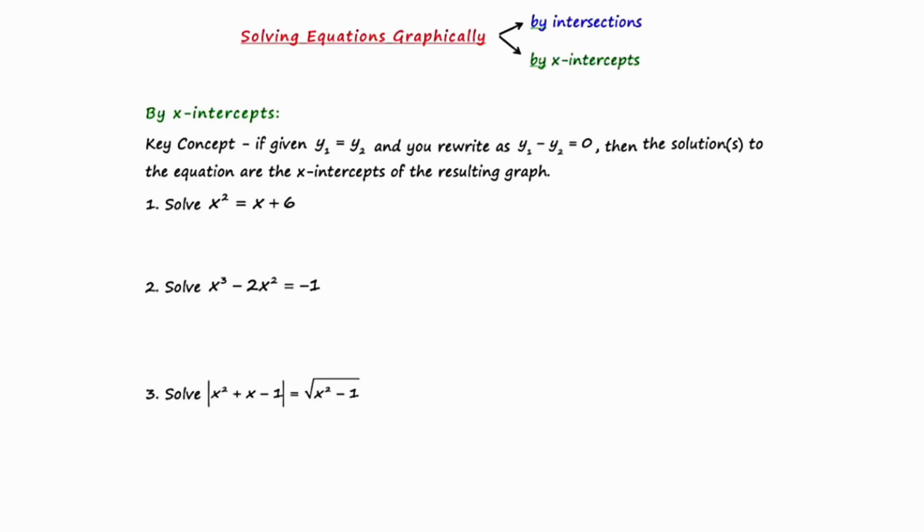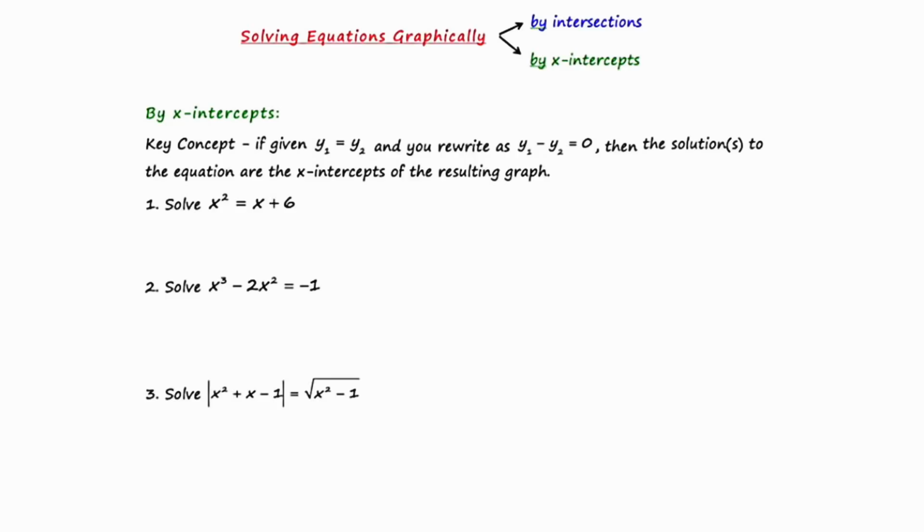The key concept in this lesson is that if you're given an equation in which one side equals the other, you can solve this equation graphically by moving all the things from the one side to the other and having the overall equation equal 0. So I say if y sub 1 equals y sub 2, and you rewrite this as y sub 1 minus y sub 2 equals 0, then the solutions to this equation will be the x-intercepts of the resulting graph.